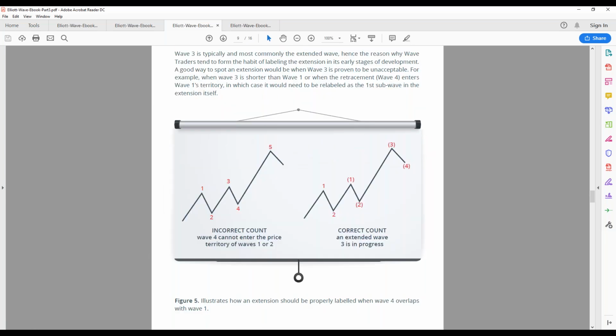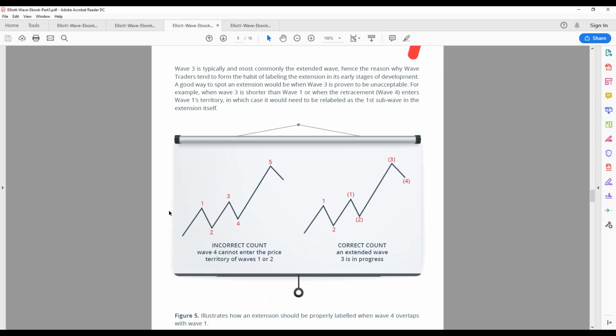So that's how these things unfold. And a correct way, and a tip on how to spot when an extension is most probably going to occur, would be the following thing. When you have an overlap of wave 4 with wave 1, then you should consider labeling it like this. Because you have, let's say for instance, primary wave 1 and then 2, and then intermediate wave 1 and then 2, then the extension wave 3, right?